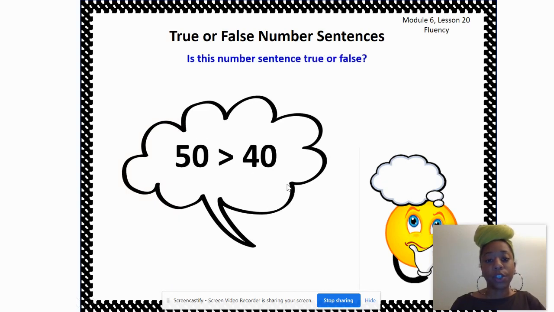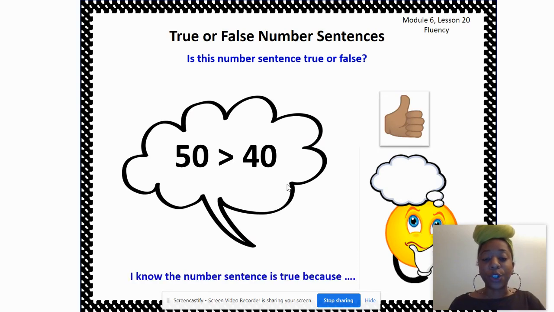Is this number sentence true? 50 is greater than 40. Remember, friends, we read our number sentences from left to right. So we say 50 first, and then we read the symbol, is greater than 40. Let's look at the tens place. Is 5 tens more than 4 tens? Thumbs up, you're right. I know this is true because 5 tens is bigger than 4 tens. Nice work.